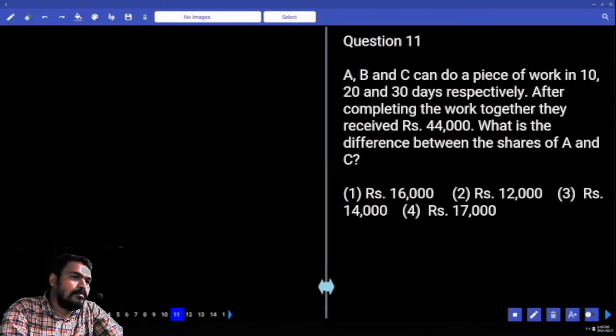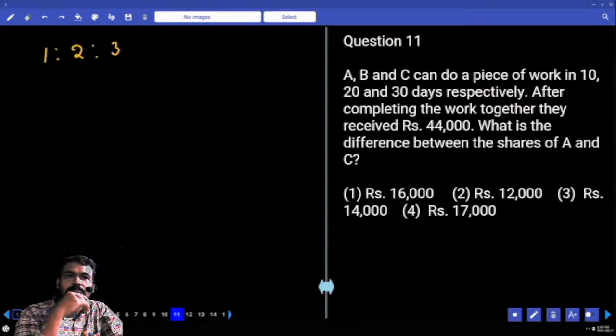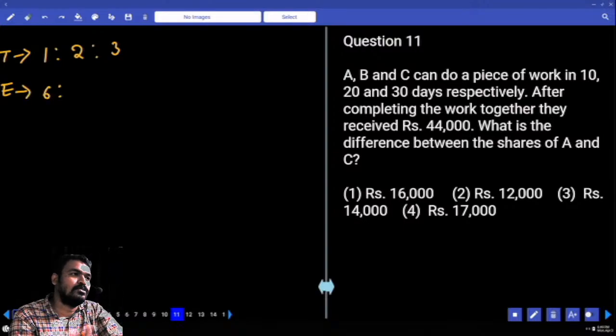Next question 11. A, B and C can do a piece of work in 10, 20 and 30 days. After completing the work together, they received 44,000. What is the difference between the shares of A and C? What is the time ratio? 1:2:3 or not? Either wages or salaries are always distributed based on their efficiency, not time. Efficiency. What is the time ratio? 1:2:3. Then the efficiency ratio, don't say 3:2:1.